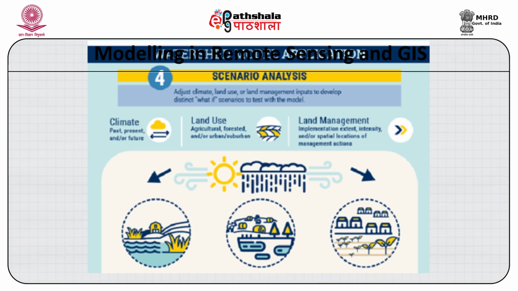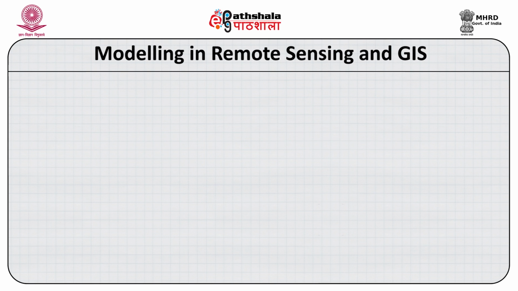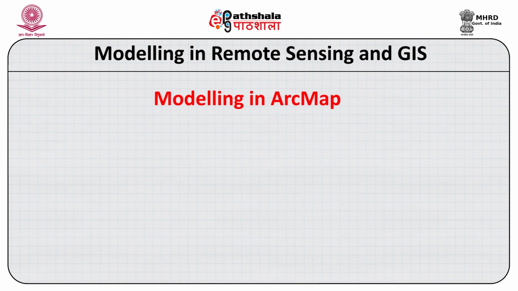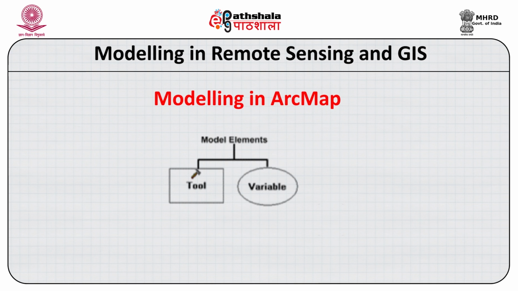Now, come to learn how modeling can be developed in ArcMap. As we know, a model contains only 3 things: elements, connectors, and text labels. You can see the figure given below. So, what are elements? Elements are the data and tools with which we work. There are 2 types of model elements. The first one is tools and the second one is the variable.